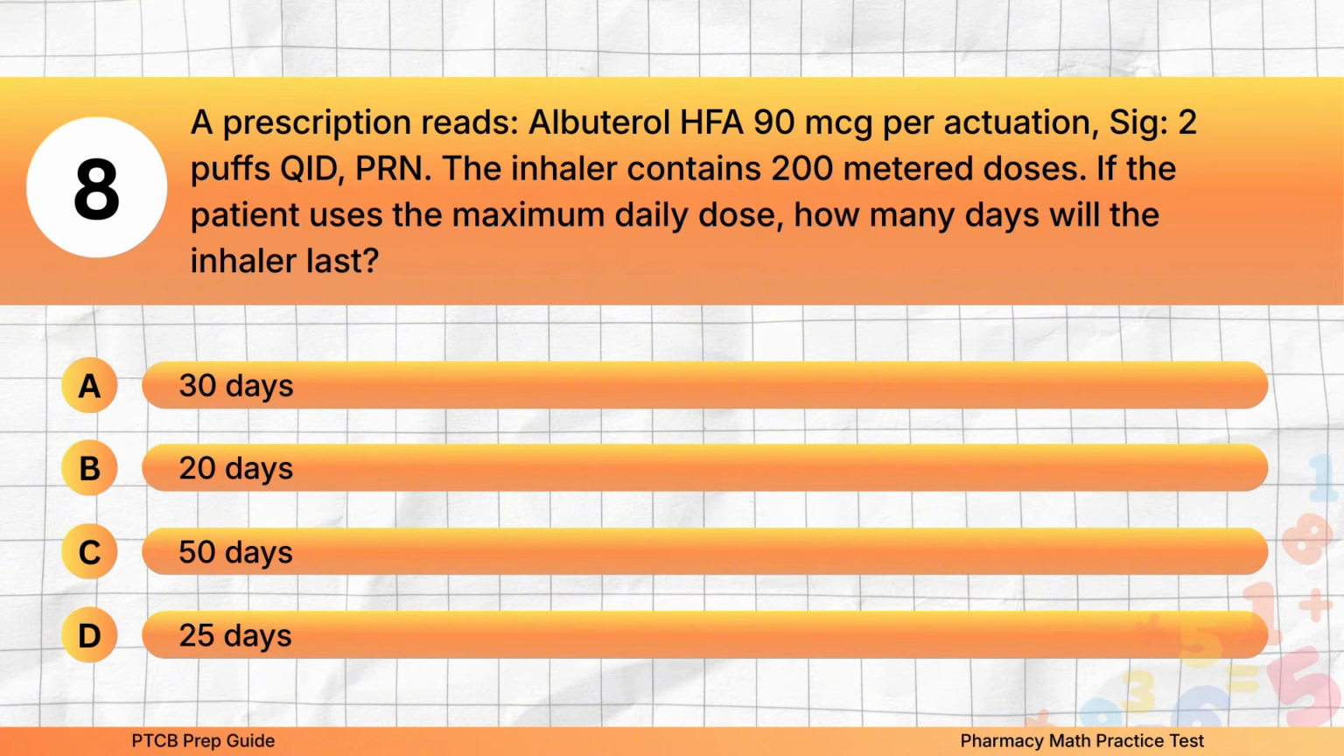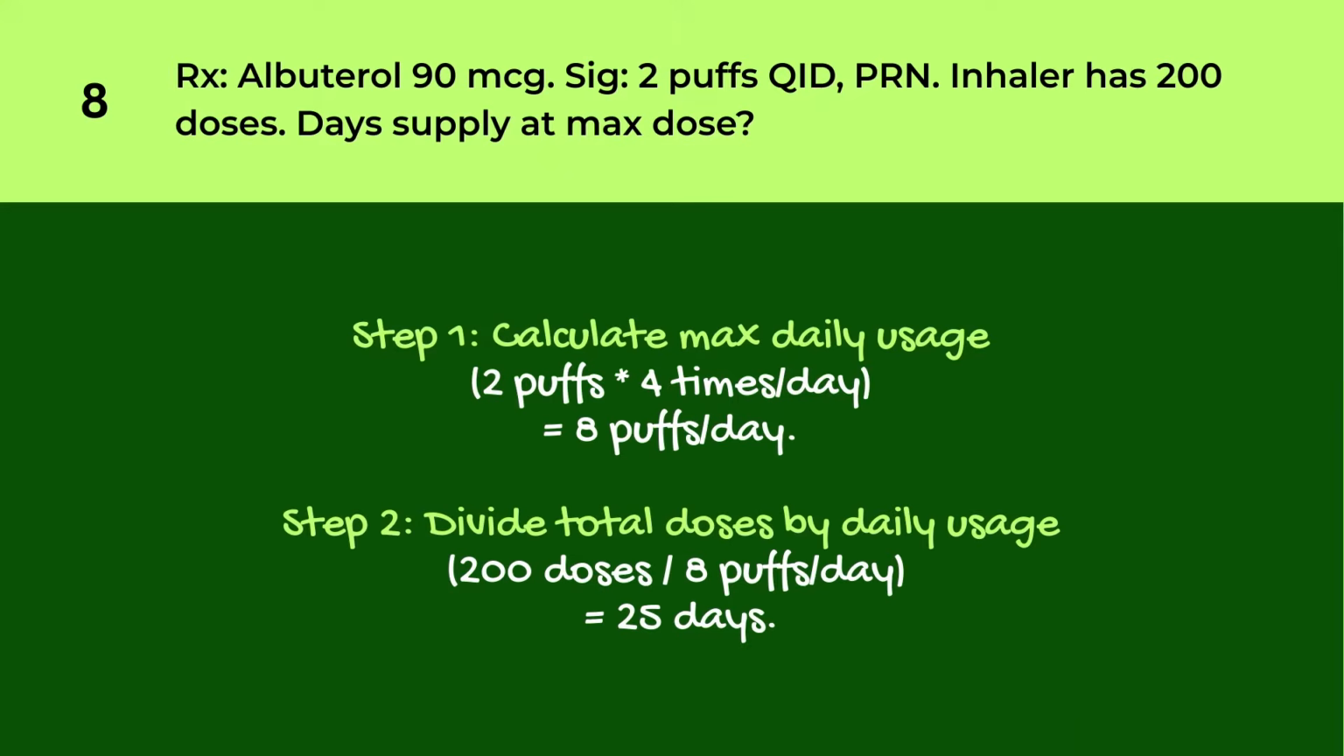Pause the video right now. Calculate the days supply based on the usage, and then we will review the solution. Here is the calculation. First, calculate the maximum daily usage. 2 puffs multiplied by 4 times per day equals 8 puffs per day. Next, divide the total doses by the daily usage. 200 doses divided by 8 puffs per day equals 25 days. That gives us 25 days.